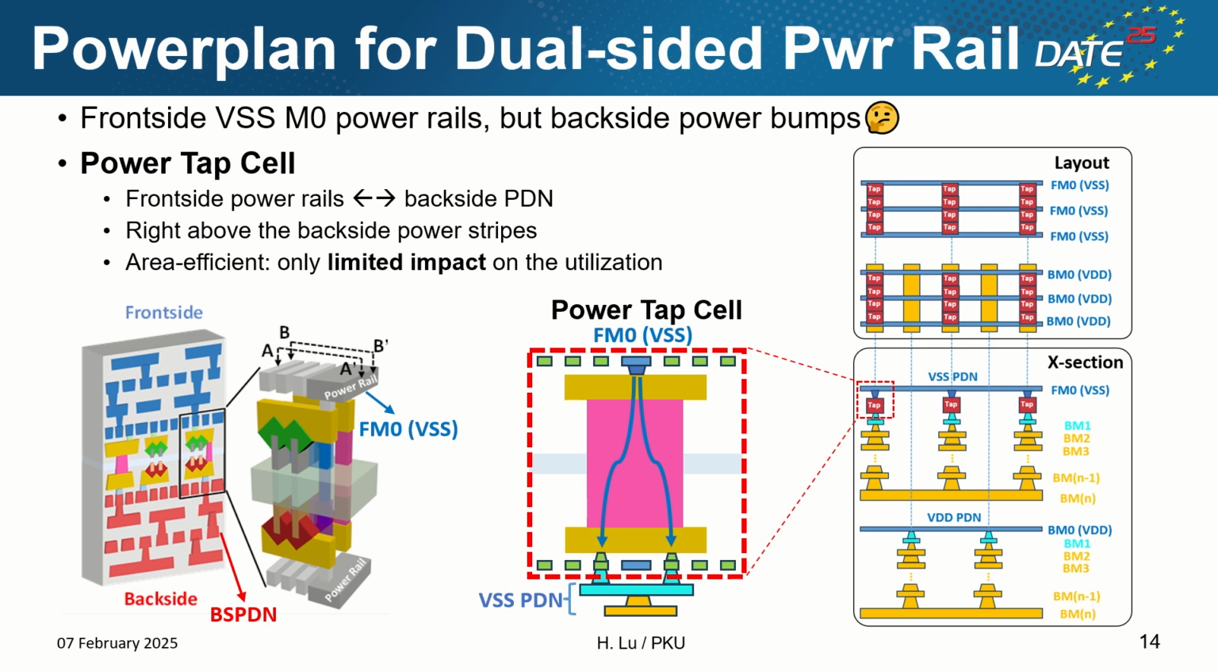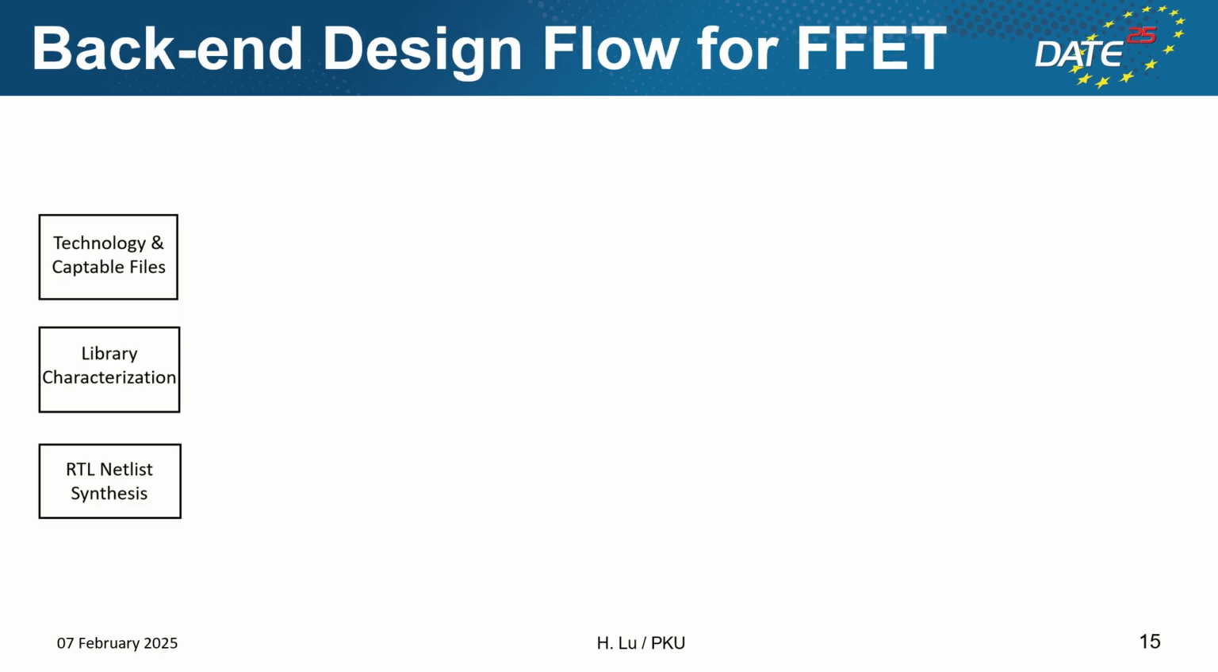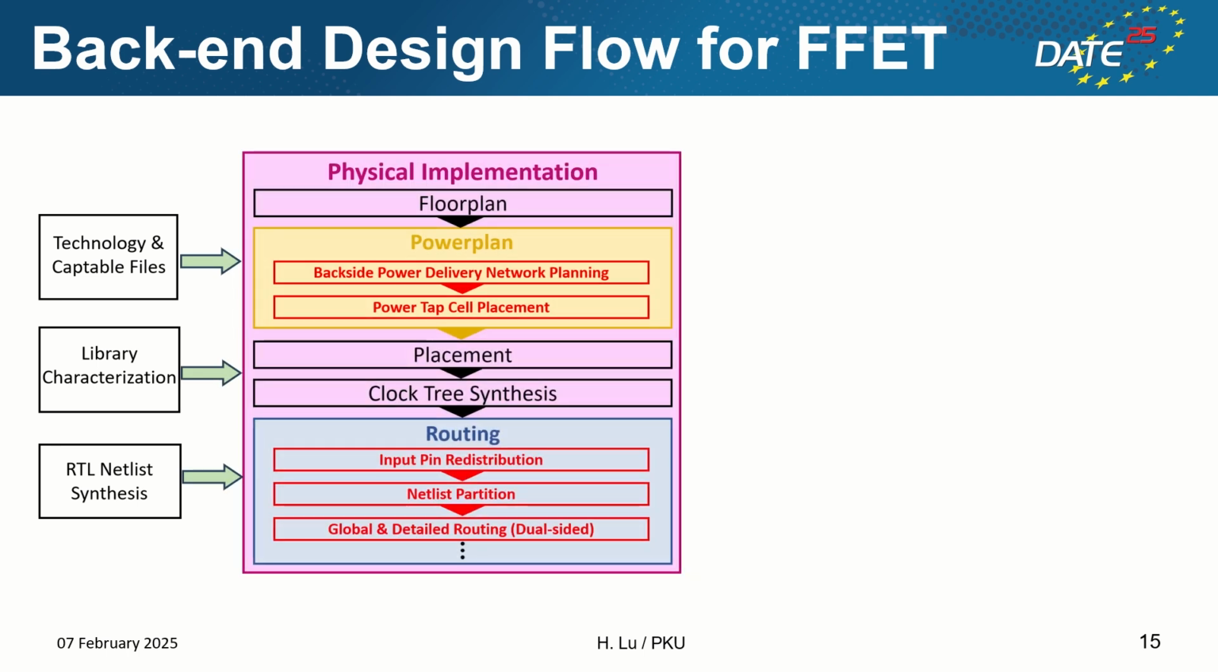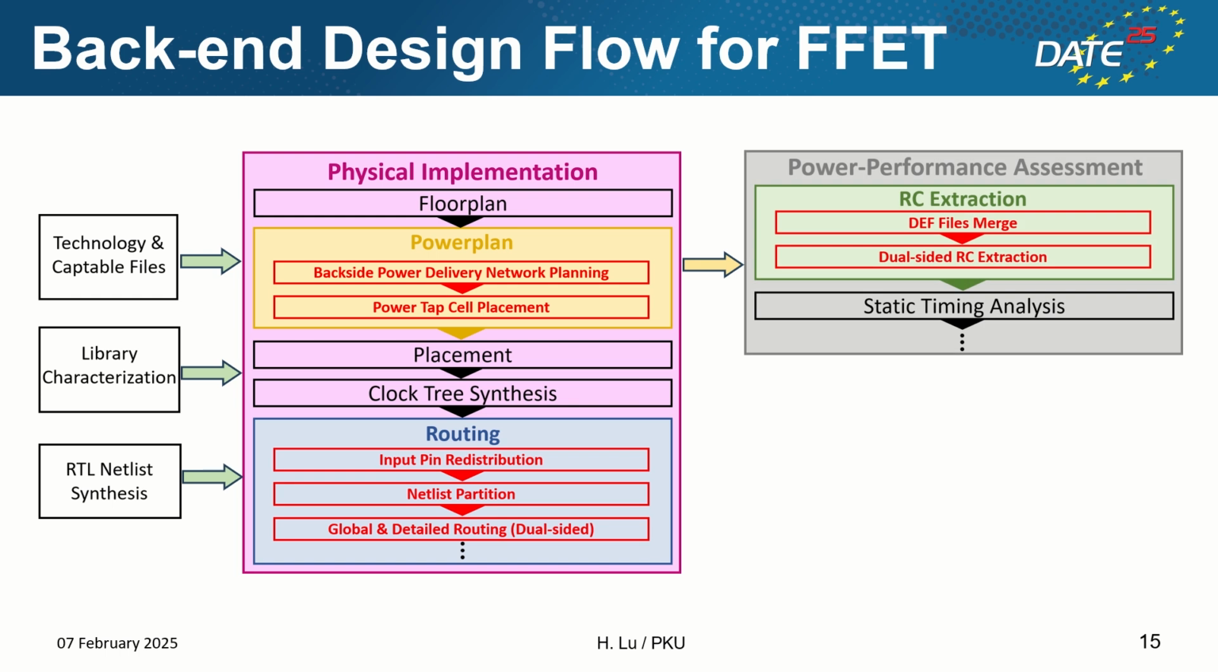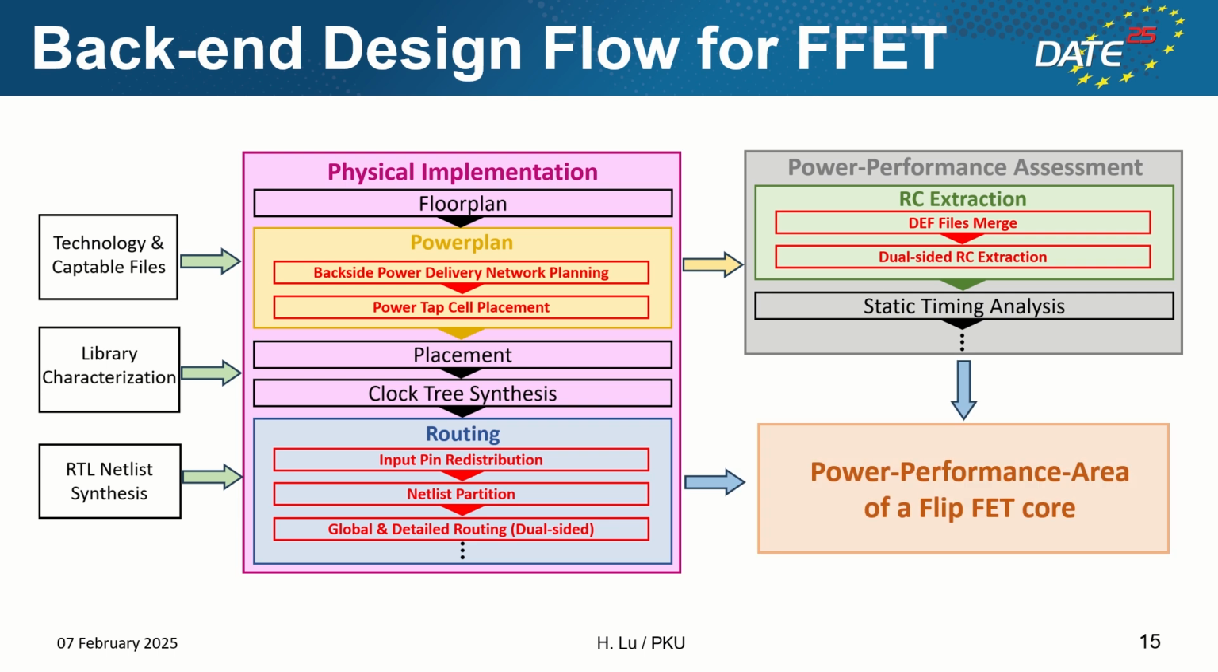Note that the power tap cell is area efficient thanks to its tiny cell area, and it has only limited impact on the utilization. The whole backend design flow for FET begins with the prepared tech files, libraries, and logic synthesis. Then comes the physical implementation, including floor plan, power plan, placement, clock tree synthesis, and dual-sided routing. Then the power performance assessment is conducted with dual-sided RC net extraction, STA, and so on. At last, we will get the block-level PPA of a FET core design.